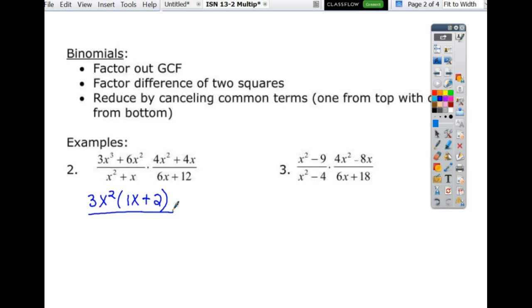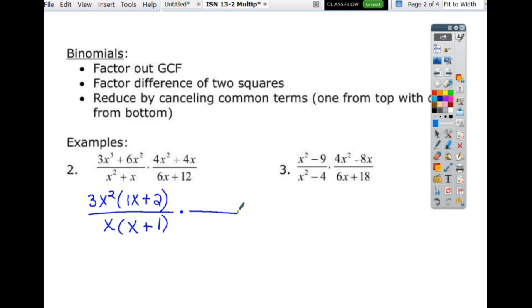Are there any numbers that are the same on bottom? No. Do I have a variable in both terms? Yes. And what's the lowest exponent? 1x. So I have 1x, but I need 2 x's. So how many more do I need? Okay. I have 1x, and I only need 1x, so I'm going to put a 1 there to hold the place, right? You can't put a 0 because that doesn't make sense. So we're going to do the next one.